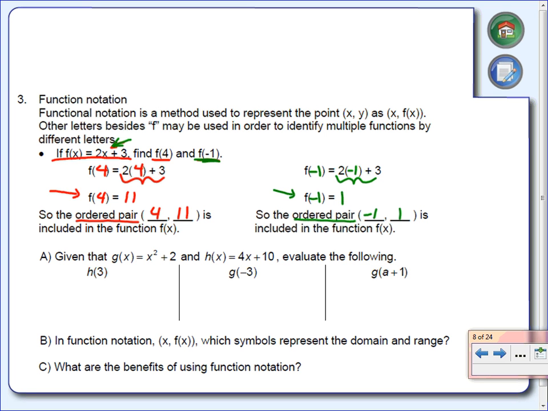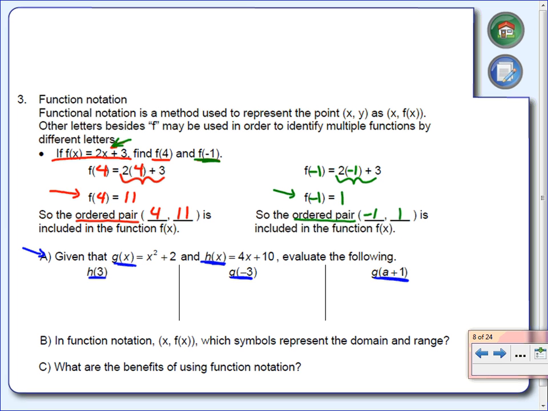Let's try a couple more here. Now on part A, you'll notice here they've given me two different functions. One says g of x, the other says h of x. So that means we're going to have to pay special attention to what I have down here. You'll notice they have different letters, which means I'm going to have to use one or the other function.